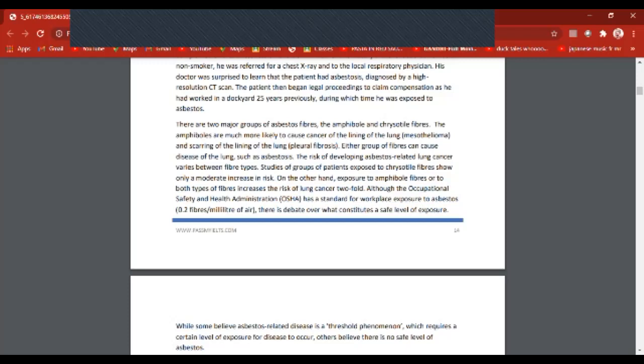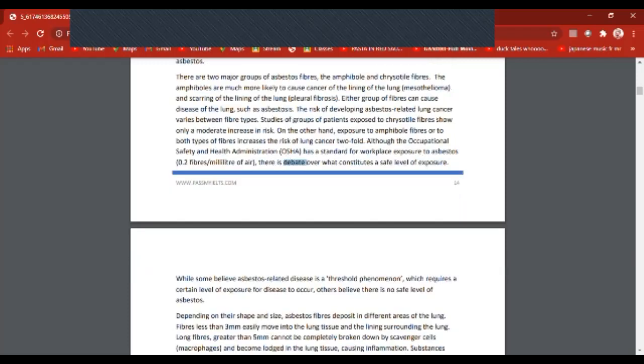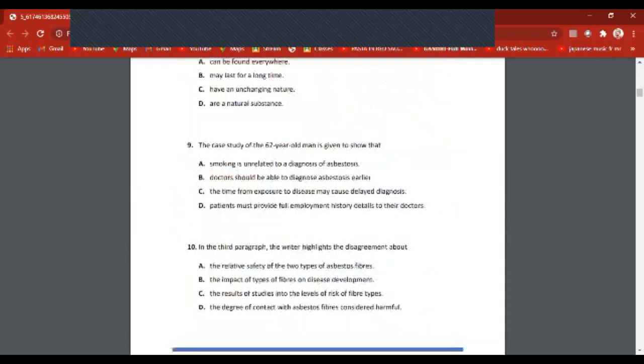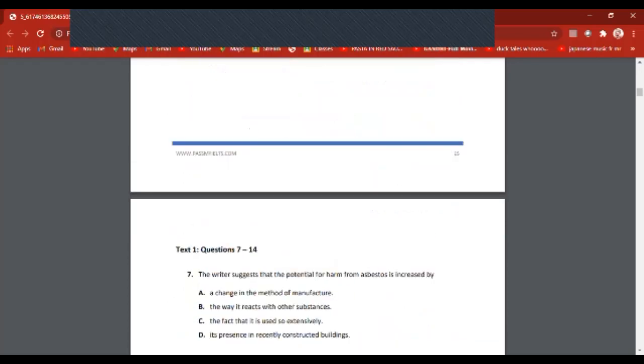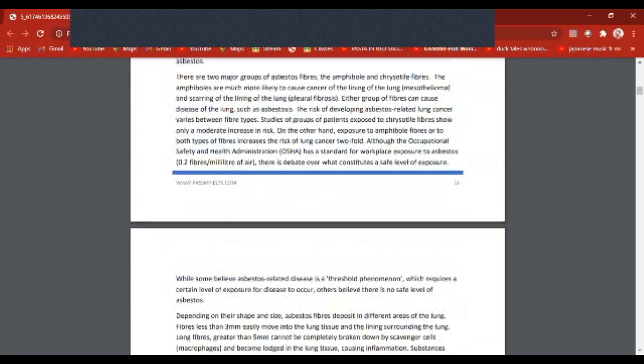Although the Occupational Safety and Health Administration has a standard for workplace exposure to asbestos, so although they have a standard, there is debate over. Debate means disagreement. Is it a synonym of disagreement? Yes, debate is related to disagreement. So what is the disagreement about? That's the question. Let's see. Debate over what constitutes a safe level of exposure.